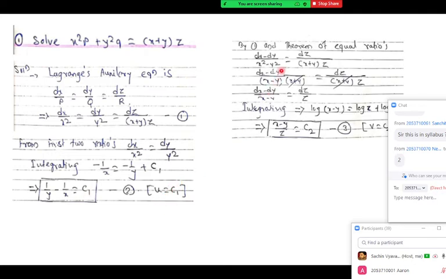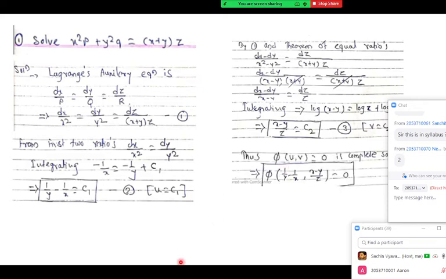Another solution, yes, we got by the theorem of equal ratios. We took dx minus dy. Dx minus dy is equal to each ratio actually. Out of that, we took the third ratio. Why the third ratio? Because integration is possible after it. So we got x minus y upon z equal to C2. If someone writes z upon x minus y equal to C2, that is also correct. Both are correct. So one of the ways the final answer is written here, and that answer is phi of u comma v equal to 0.